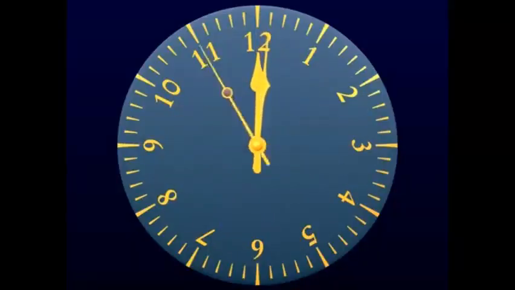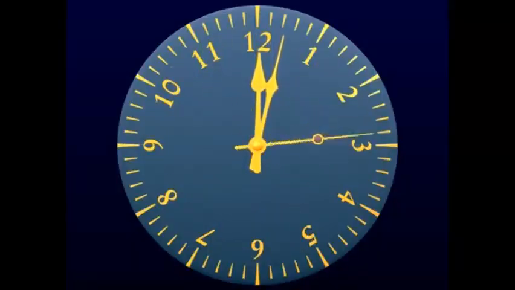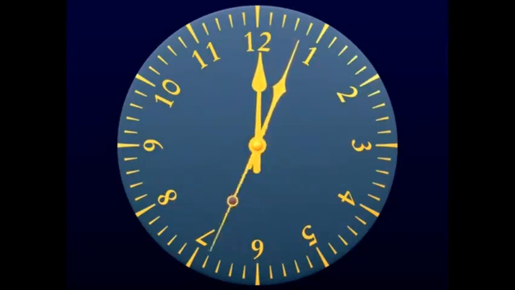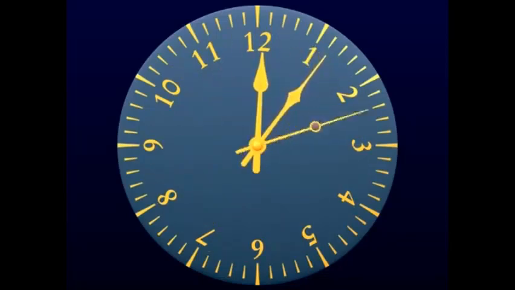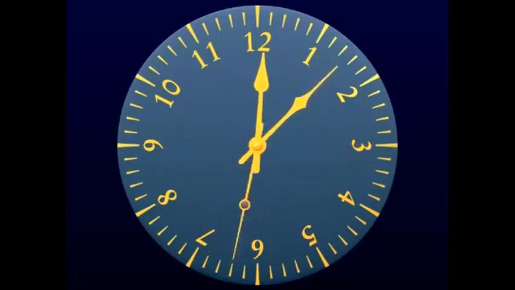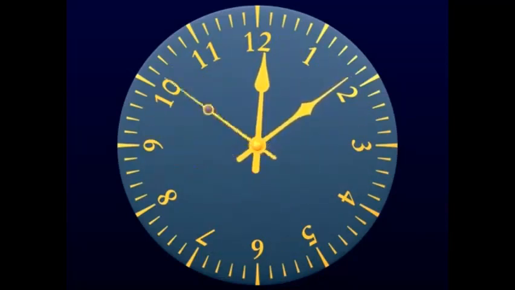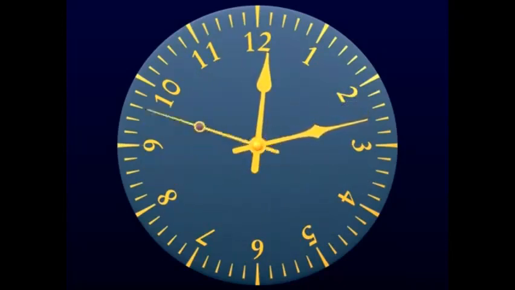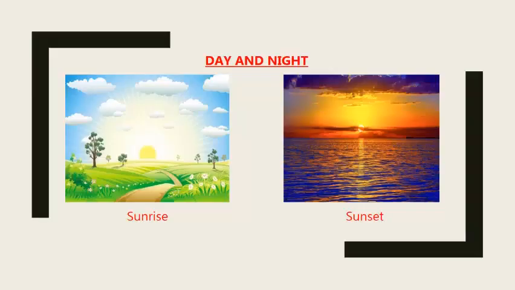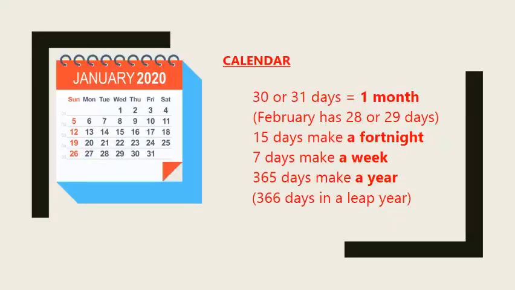The hand that moves around the clock the fastest is the second hand. 60 seconds make a minute. That is, 1 minute is 60 seconds. So, all the hands continuously rotate around the dial. Similarly, we can measure time in terms of day and night, that is, sunrise and sunset. And also with the help of a calendar.